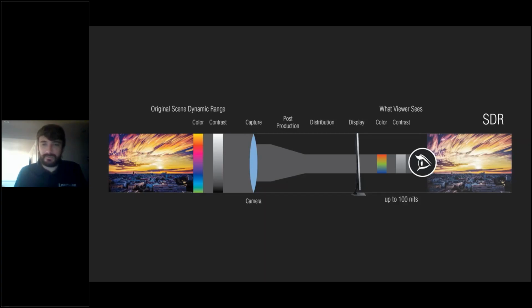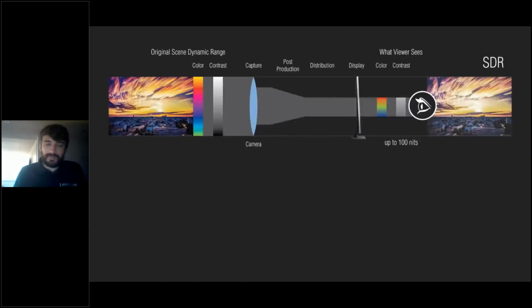In an SDR ecosystem, the dynamic range and the color information is severely clipped and compressed during the post-production process to get it into enough bandwidth that it can be transported either over broadcast networks or put on DVDs and Blu-rays. So the problem is, no matter how good your TV is, it cannot put this lost detail back into the signal.